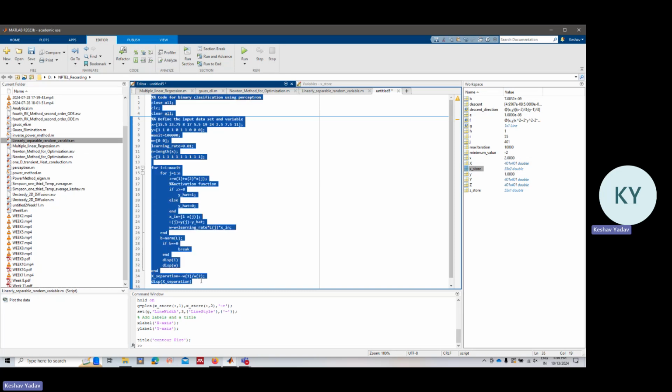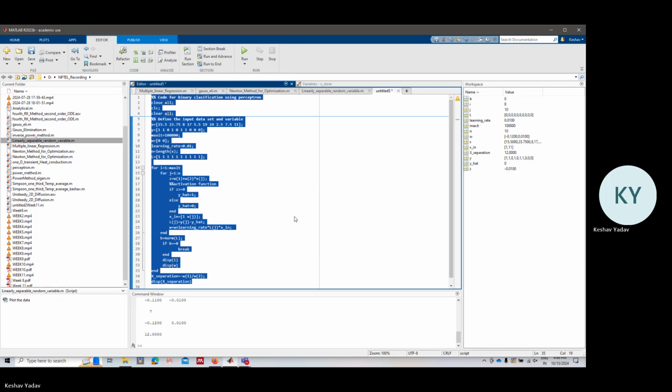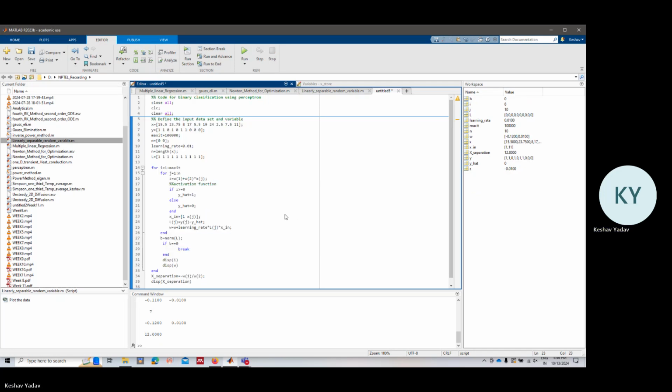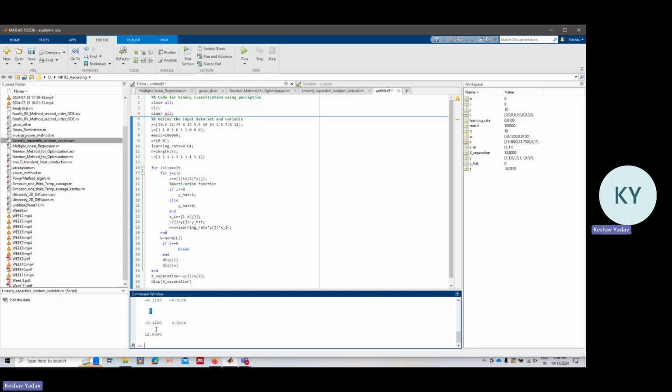So I should run it now. F9. So if you see here, it has converged after 7 iterations. And what is my W at this point? My W0 is minus 1.2 and W1 is 0.1. At this, my X separation is 12. Okay, this is 12.